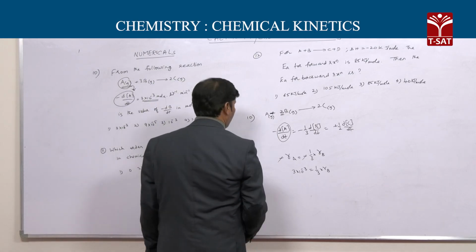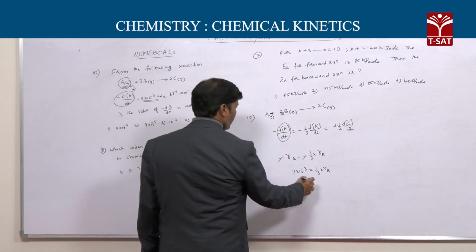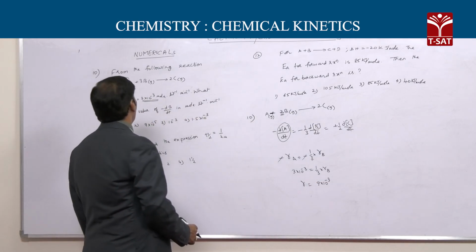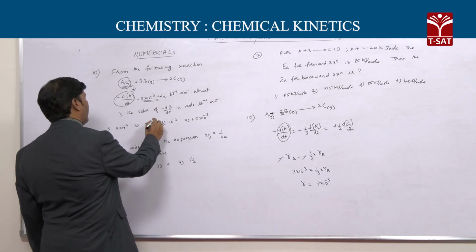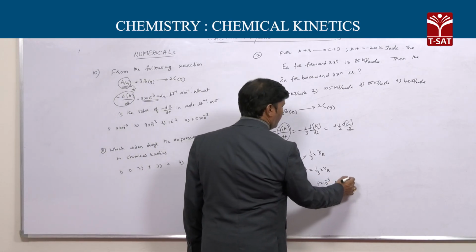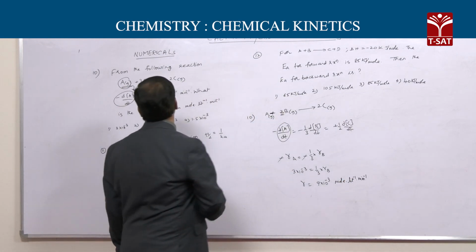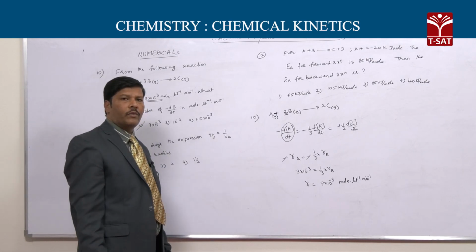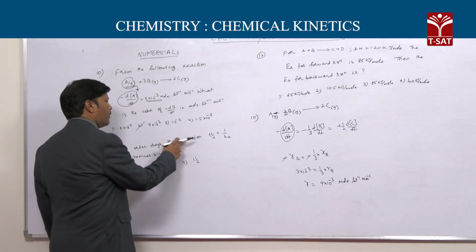Then the rate is equal to 9 into 10 to the power of minus 3, this should be 9 into 10 to the power of minus 3, not 5. So the answer will be in moles per liter per minute for the 10th question. So for the 10th numerical, we will go with the second option, that is 9 into 10 to the power of minus 3. Next, the 11th question: which order obeys the expression T half is equal to 1 by Ka?